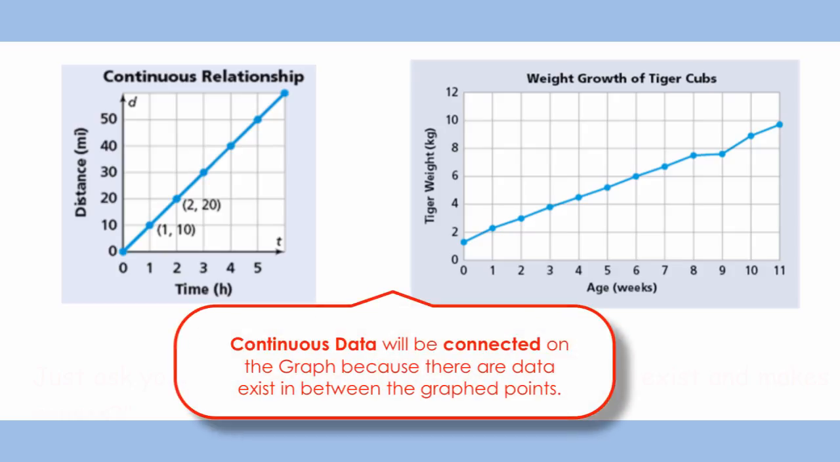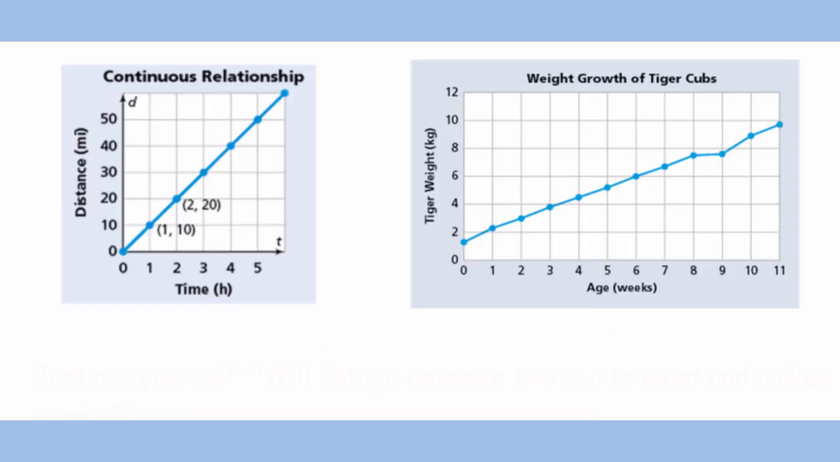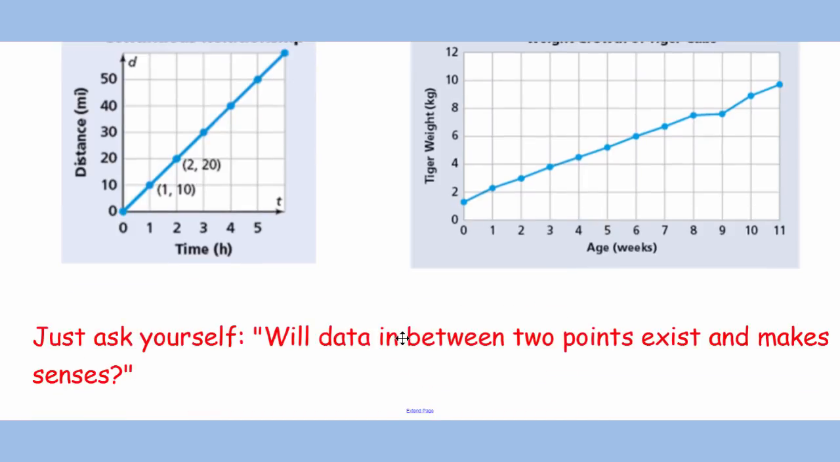Here are the graphs for the continuous data. As you can see, after you graph the points, you connect them together to show that things are happening in between two points. And again, the question that you should ask yourself is whether points exist in between the two points that you graphed, and would it make sense to connect them? If your answer is yes, then you connect the points.